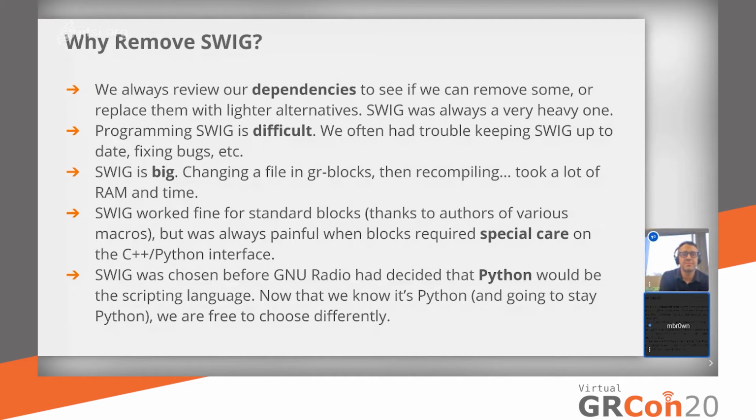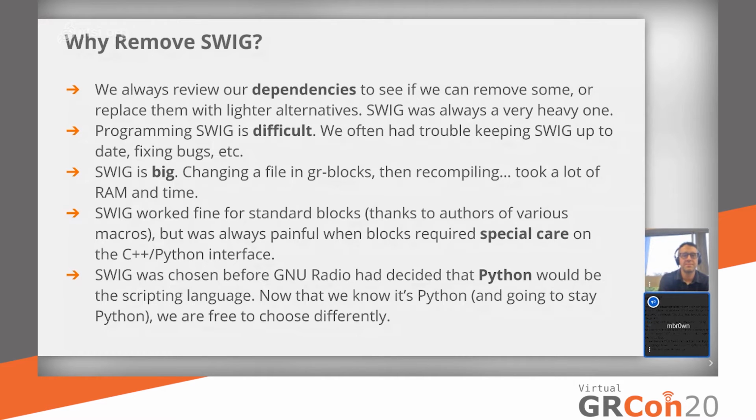Now, SWIG has always been there, as long as I can remember. It's been a big and important dependency of GNU Radio, and it's pretty ingrained. So why would we possibly remove it? That seems like a crazy thing to do, a very invasive change, and these are often considered unnecessary. I want to make very clear that we didn't do this lightly. We thought about this very carefully, and specifically, the way we reached the conclusion that we want to remove it was thus.